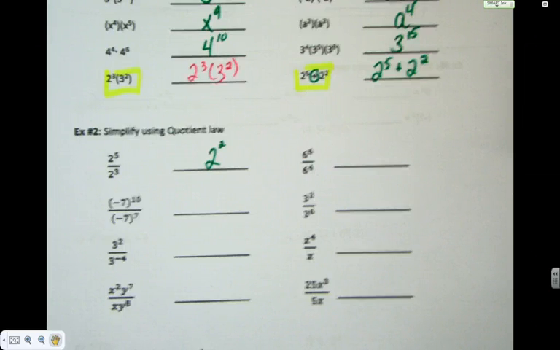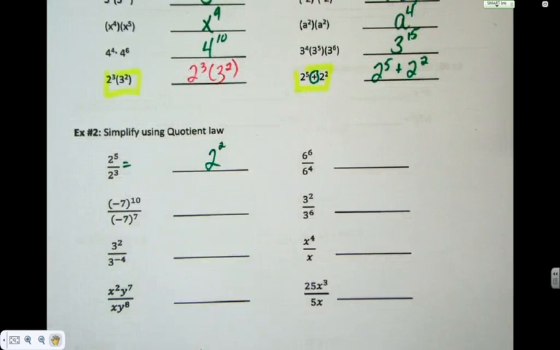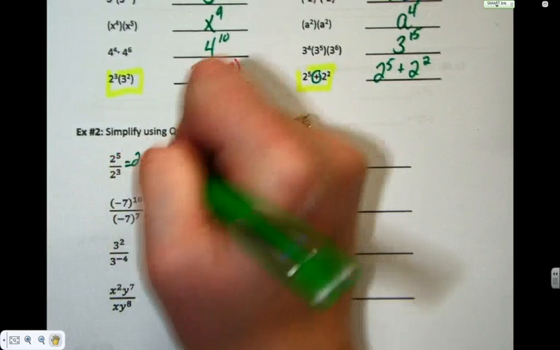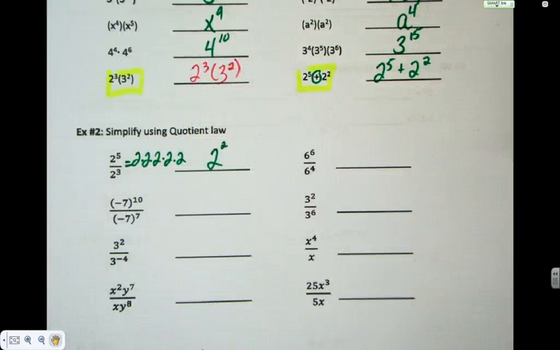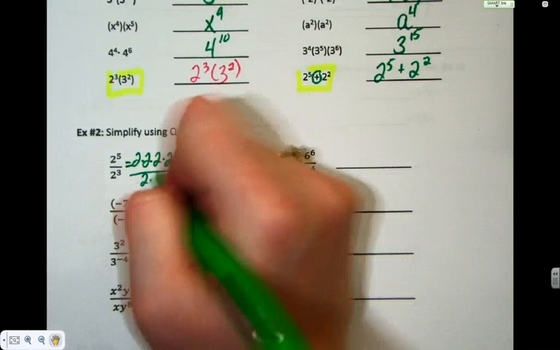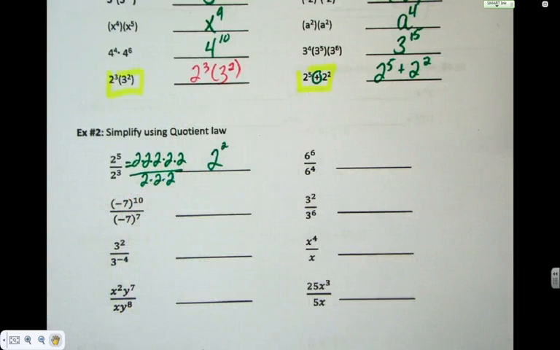Why don't we change the base? Why don't we do 2 divided by 2? Well, again, if we go back to what this means, the top means 2 times 2 times 2 times 2 times 2, and the bottom means 2 times 2 times 2.